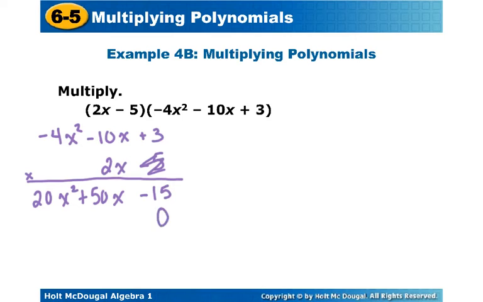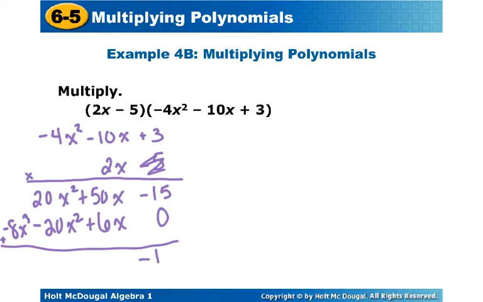So again, I do the 0. 2x times 3 is 6x. 2x times negative 10x is negative 20x squared. And then 2x times negative 4x squared is negative 8x cubed. Add straight down. You have negative 15, positive 56x. These end up canceling, and negative 8x cubed. So your final answer is negative 8x cubed plus 56x minus 15. And remember, guys, if I'm going too fast, you can always pause the video.